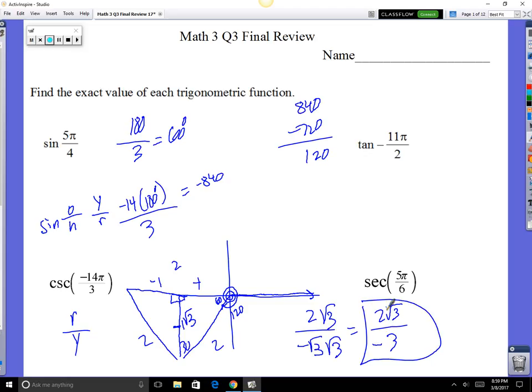Again, I'll type them in. Type in cosecant of a negative 840 degrees. Type in 2 square root 3 divided by negative 3. Make sure those decimals match up. Those decimals match up. You did it right.